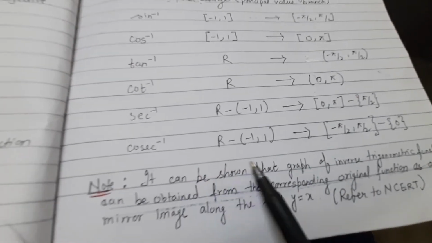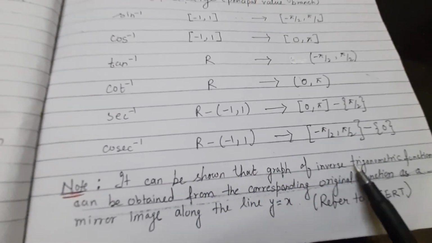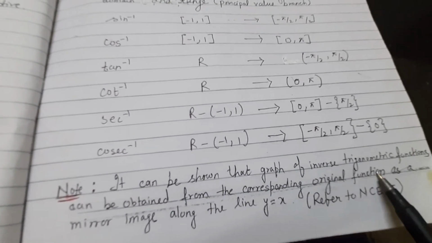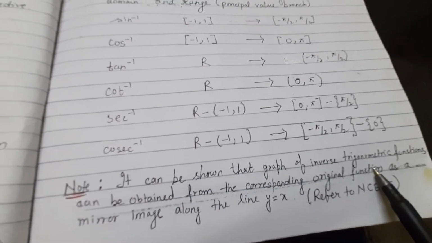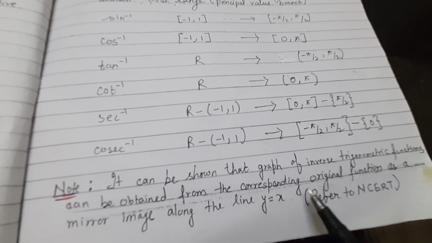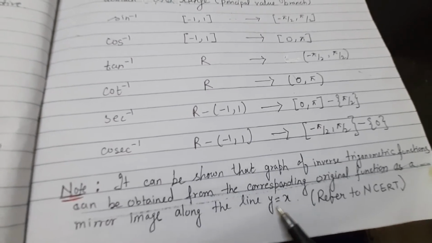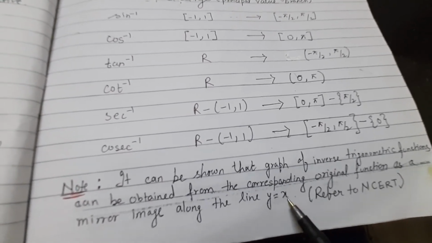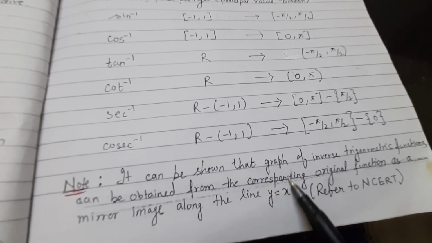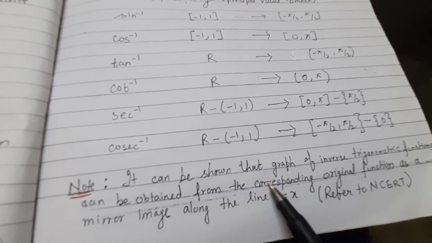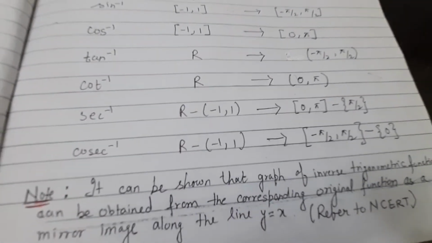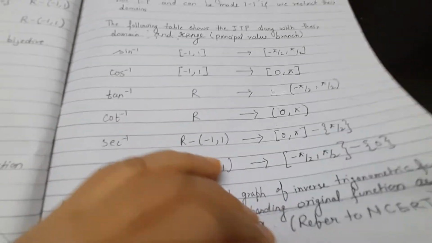Now it can be shown that if you draw the graph of inverse trigonometric functions, these can be obtained from the corresponding original functions. You draw the graph of sin x to get the graph of sin inverse x, and draw the line x equal to y and take the mirror image along the line. The line y equal to x will act as the mirror, and just locate the points and you will get the mirror image along the line y equal to x. Please refer to NCERT, all the graphs are done over there, showing how you can obtain the graphs of the inverse functions.